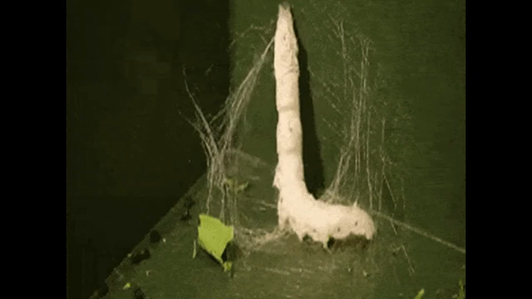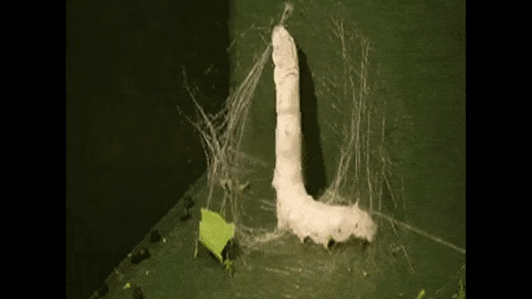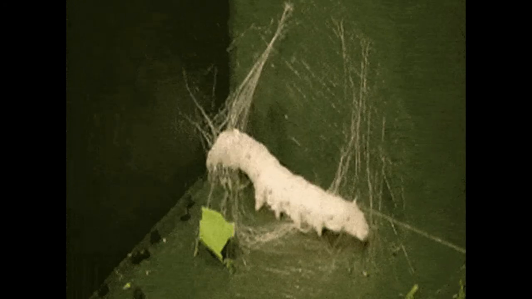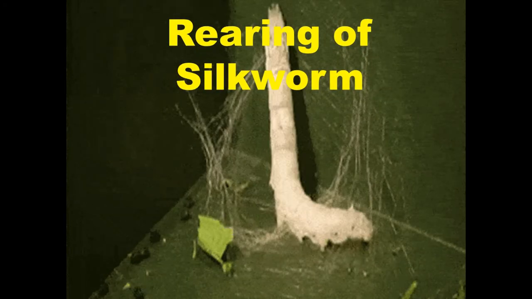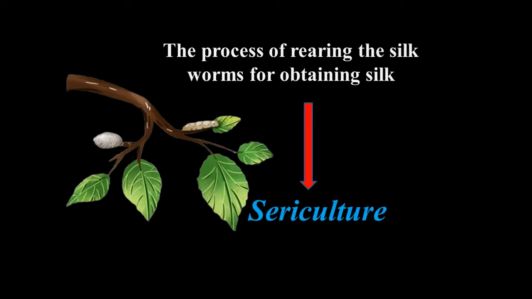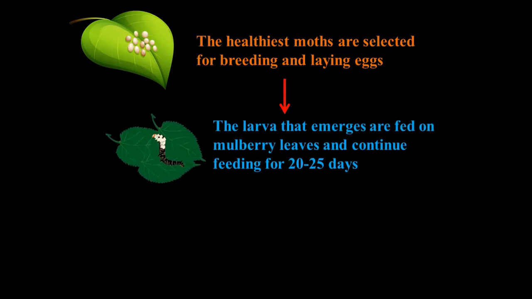So, we have discussed the life cycle of the silkworms, and also we have seen the different types of silk moth. Now, let us have a quick glance at the rearing of silkworms. The process by which the silkworms are reared to obtain silk is known as sericulture. At first, the healthiest moths are selected to breed and lay the eggs. Then, once the eggs are laid, larvae emerge and feed vigorously on the mulberry leaves for 20 to 25 days.